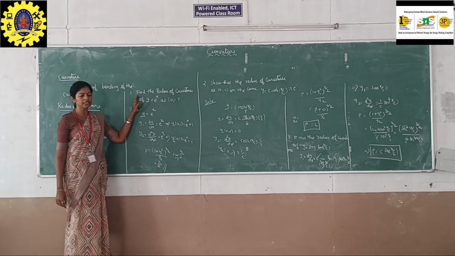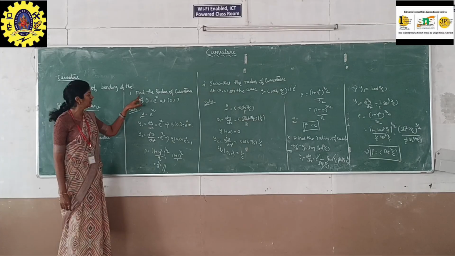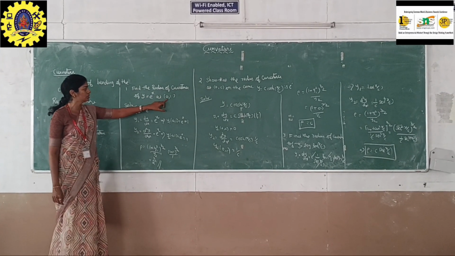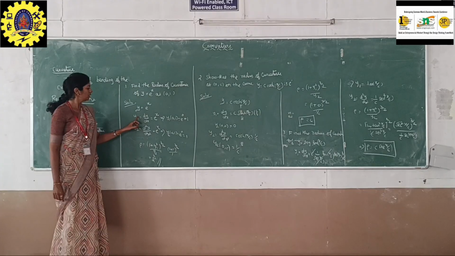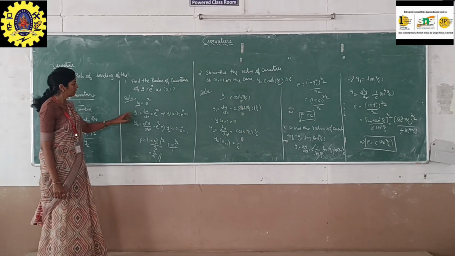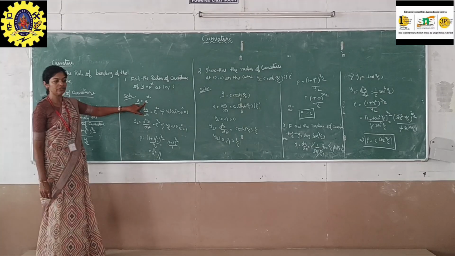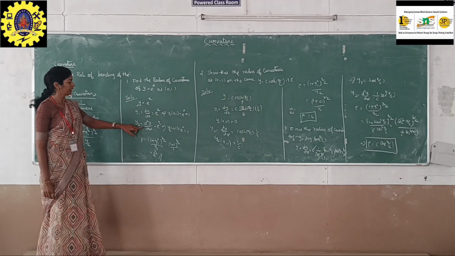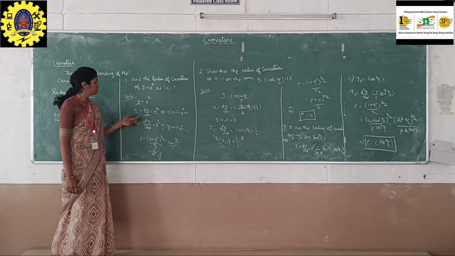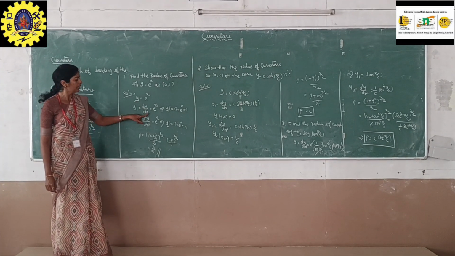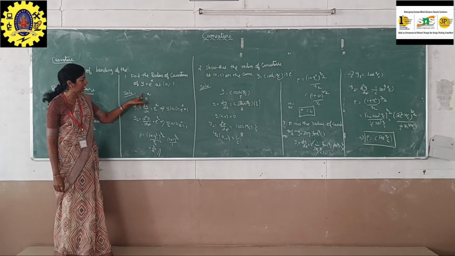So if we consider the first problem, we have to find the radius of curvature of y equal to e power x at (0, 1). So we have to find y1 as well as y2. So we have to differentiate this equation with respect to x, then with respect to x again. Here we have two terms, y and x. y is the dependent variable, x is the independent variable. So we have to differentiate this.